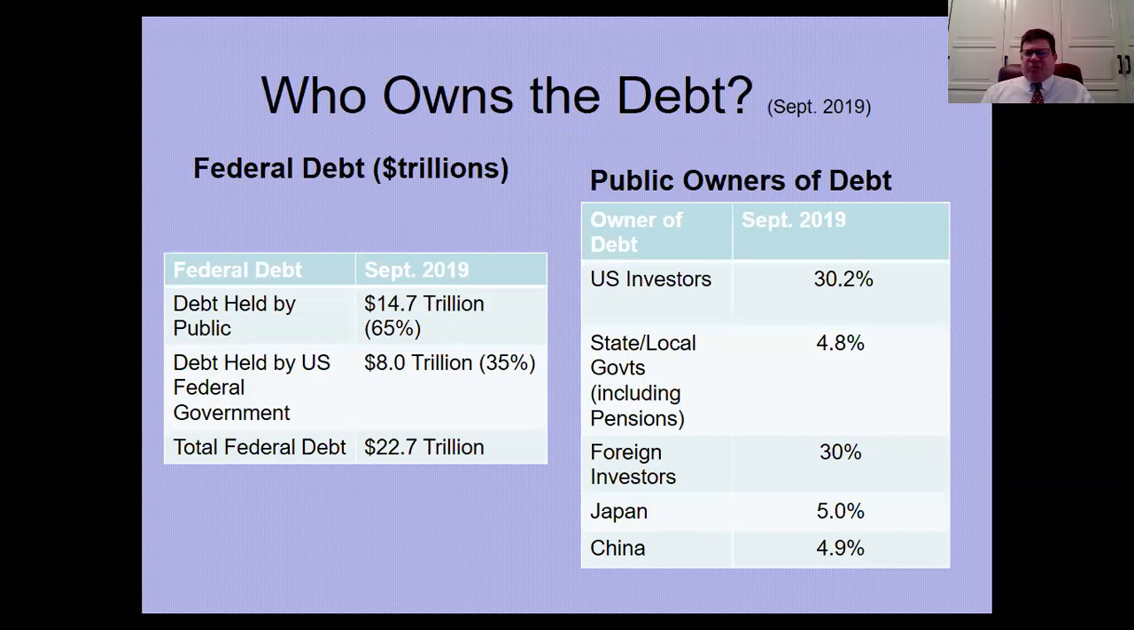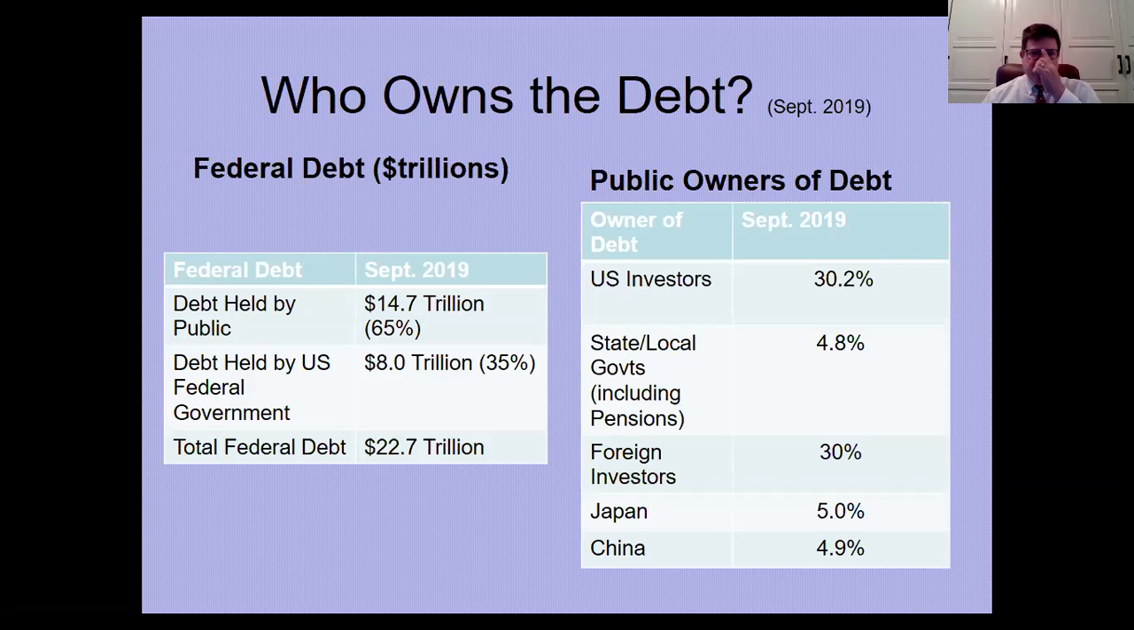Now, here's the question. We've got all this debt, $23 trillion. Where does it go? In other words, who owns that debt? So the government's basically saying we don't have enough money to be able to pay for our budget. And then they go out to the markets and they say, hey, we want you to lend us money. And who's buying this debt? Who's lending the federal government the money?